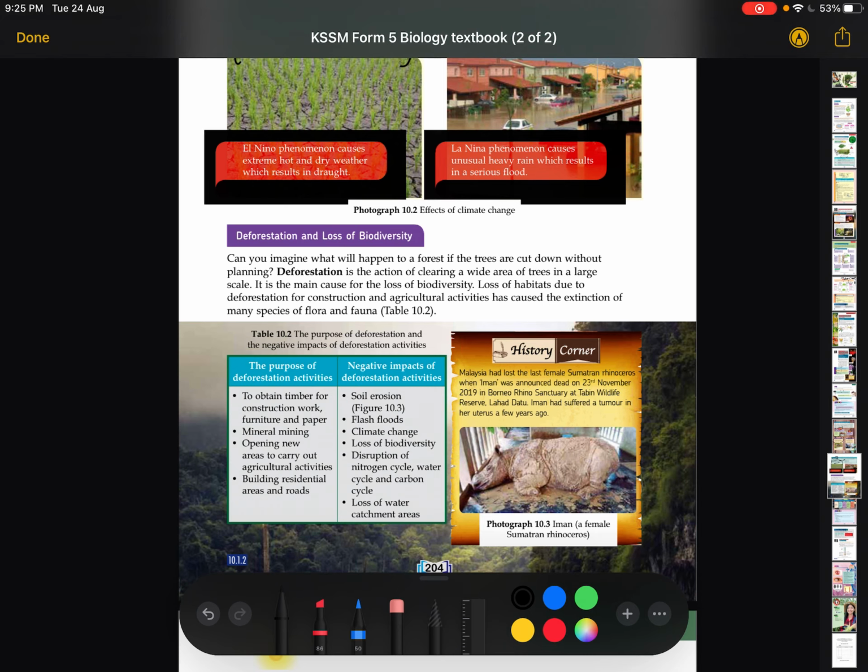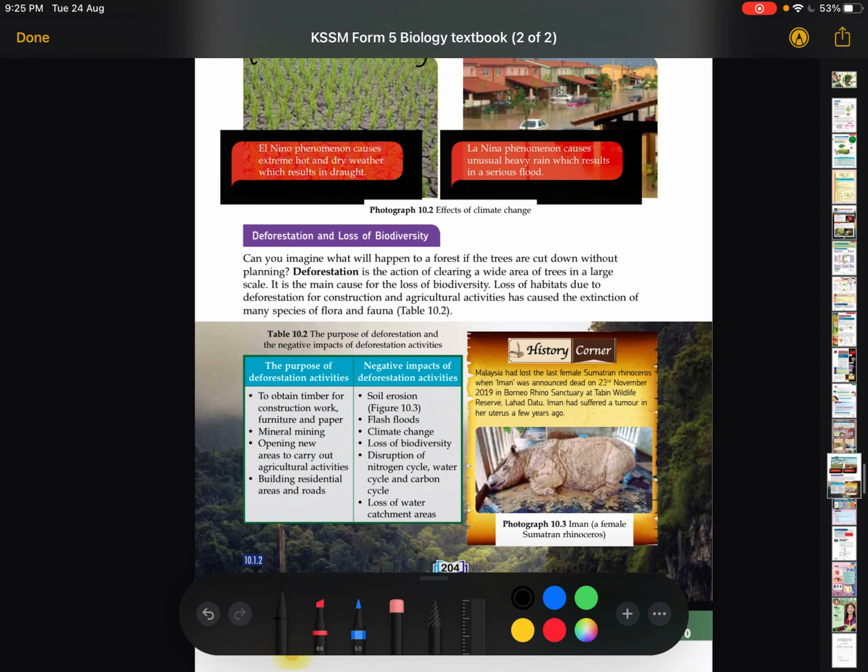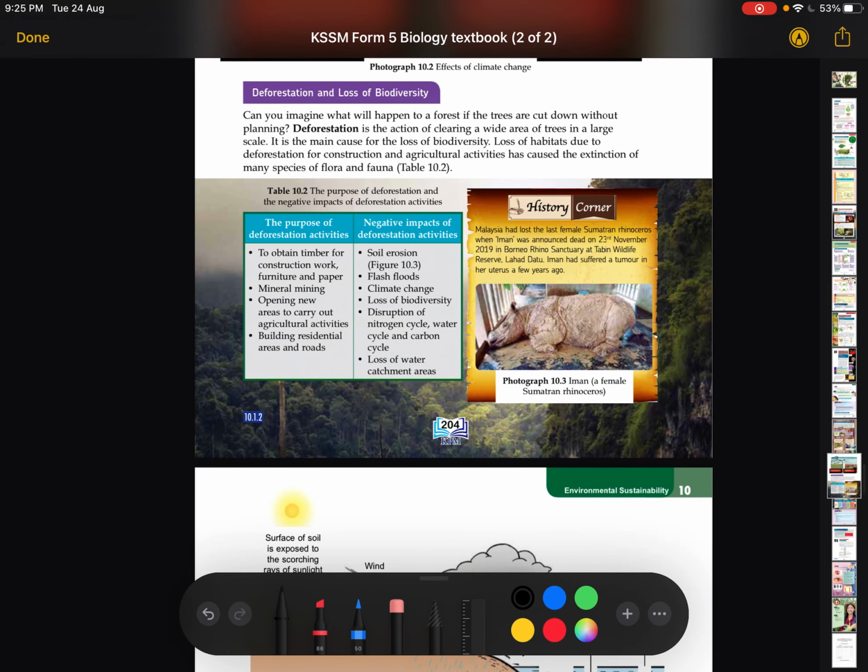Next is deforestation and loss of biodiversity. Deforestation is when you clear a lot of trees to construct buildings or for agricultural activities, and it causes a lot of extinction of animals and plants, flora and fauna. People do deforestation to obtain wood, timber, for mining, and to build roads. But if you do it too much, you will erode the soil.